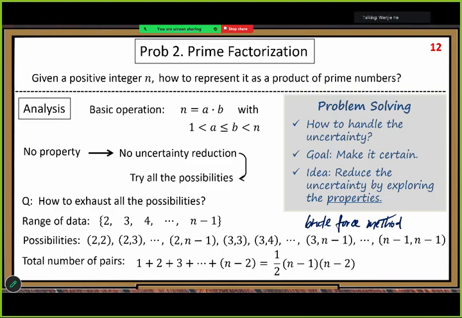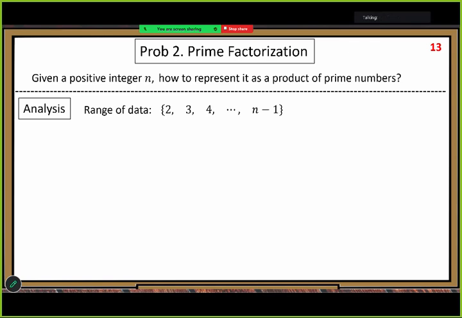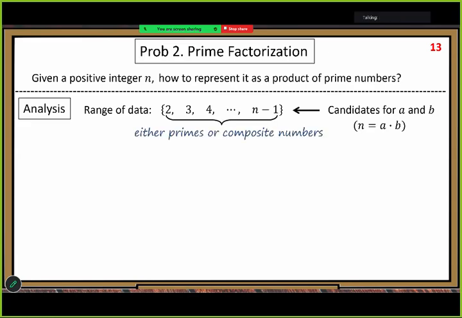If we do the testing on all the pairs, that's a lot of work. But this is the brute force method. We're not satisfied with this brute force method. Too much work, not efficient. We want to do better than the brute force method.